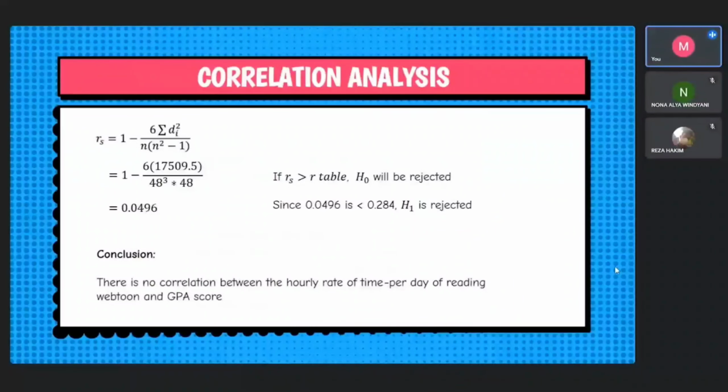We finally can assign all those values to the formula, and by calculating the formula, we get the value of 0.0496. If the Spearman rank test value is greater than the R table, the null hypothesis will be rejected. Now, since the Spearman value is 0.0496 and it is less than 0.284, then H1, the alternative hypothesis, is rejected. We can conclude that there is no correlation between the hourly rate of time per day of reading Webtoon and GPA score.